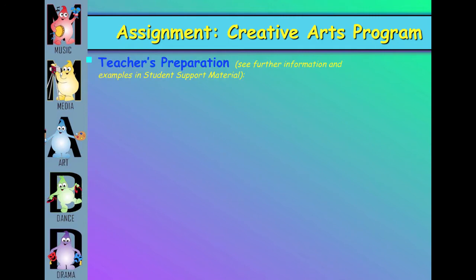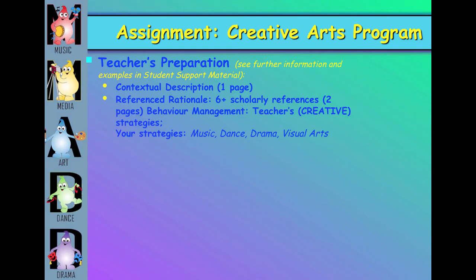Before you can actually teach a program, you need to think about what preparation you need to do as a teacher. Lots of ideas and examples in the student support material. So you write about the school and the children in your class, the contextual description. And then you write about why it's important to teach the arts in general and also the arts specifically. Why is it important to teach music? Why is it important to teach visual arts or dance or drama? And you look at behaviour management strategies.